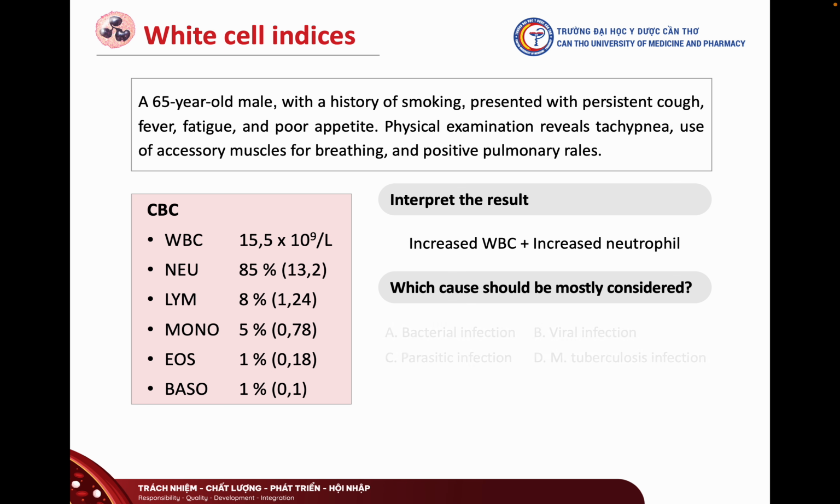Now let's ask, which cause should be more strongly considered? And now we have four answer choices. Let's think about the answer.